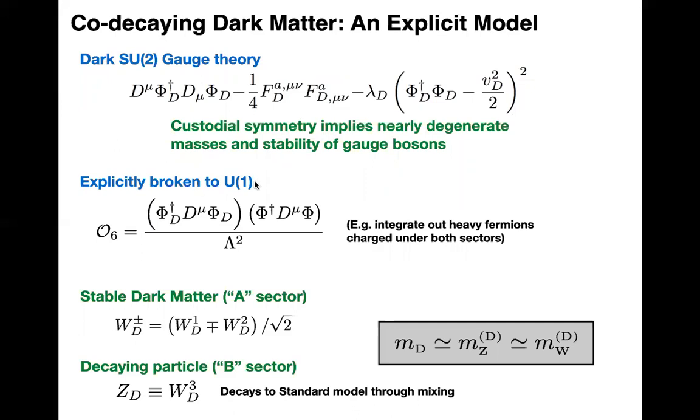You can break this through some higher dimensional operator suppressed by some cutoff. And so the stable dark matter would be this W, whereas the decaying particle would be the Z, and that would decay to the standard model. So just as a quick example of how that might work.